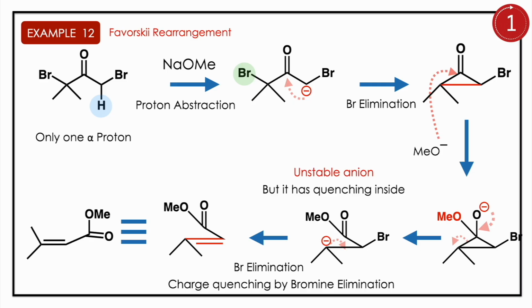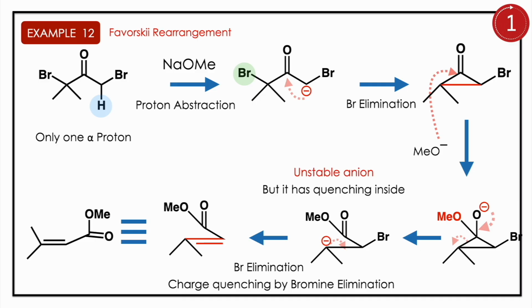The first step will be the abstraction of the proton. The abstraction leads to anion formation. The anion is a good nucleophile. It attacks the bromine, which is the leaving group. It forms cyclopropanone. The cyclopropanone is a strained ring. So methoxide attacks and you have nucleophilic addition. The addition creates a charge. The charge has to be quenched as well as the strain relieved. So O minus becomes carbonyl with the ring opening, forming a stable anion.